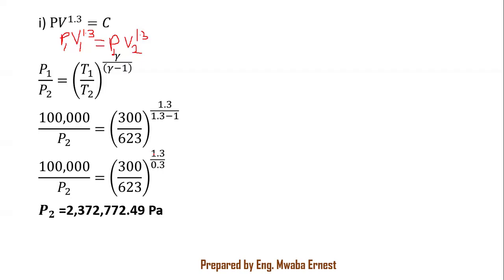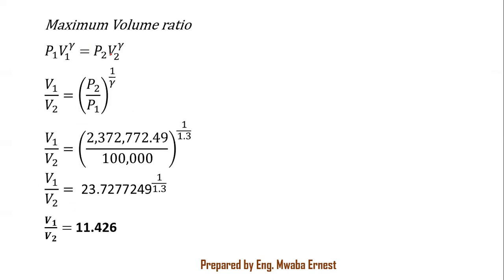The question was requesting two things. Apart from the pressure, we also need the volume ratio. Volume ratio is simply the ratio between the volumes under this law. So that is where we will now get back to this relationship. P1 V1 to the power gamma is equal to P2 V2 to the power gamma. So if you now make V1 over V2 the subject of the formula, on the other side you have P2 over P1 raised to the power 1 over gamma.